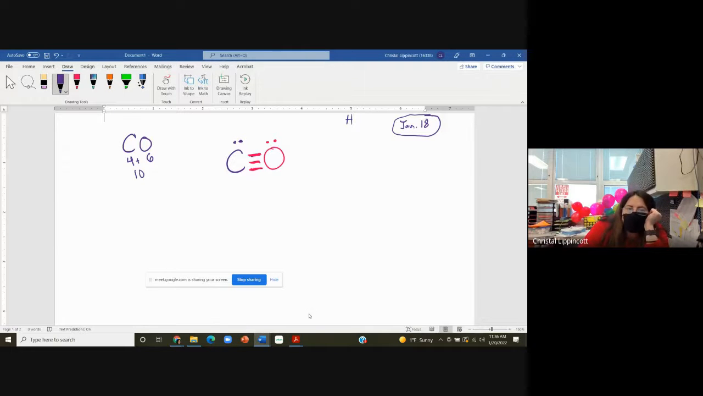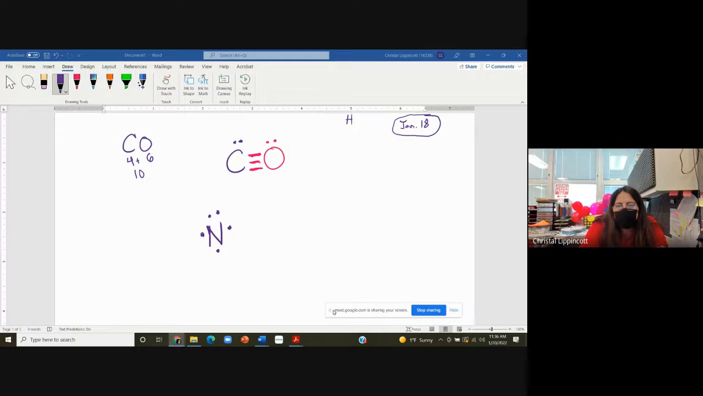So on here, I've got my nitrogen. My nitrogen has 5 electrons. So I'm going to put my 5 electrons around there. Let me get rid of this guy, if he will let me slide him out of the way. There we go. And then I'm going to draw my oxygens around here.